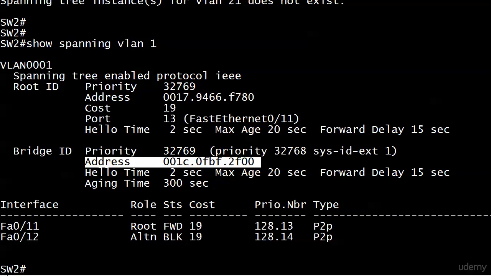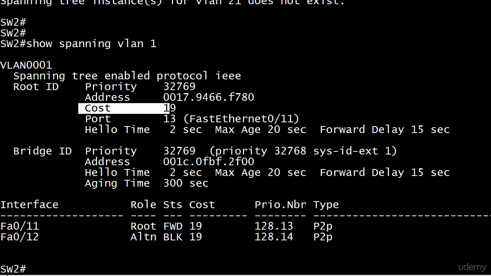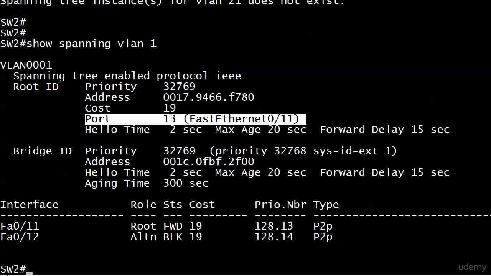Now, before we get to the other two, notice we have a cost value here that we didn't have over on switch 1. Remember that. We're going to get to the port costs in the next video or two, and we'll see them in action live. But just keep that one in mind. With the port, this is port 13, the port on the remote switch, excuse me, the root bridge.